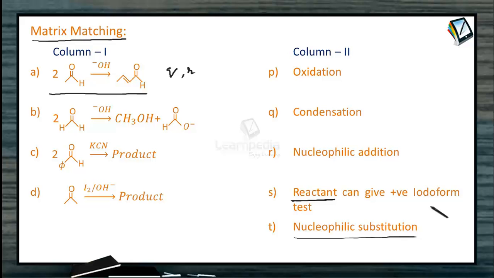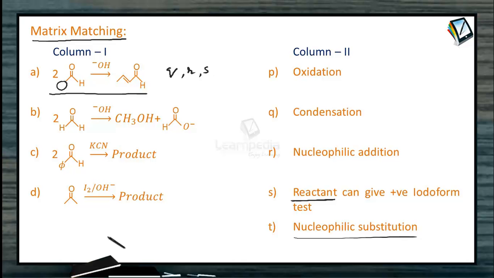Then, reactant can give positive iodoform test. It is acetaldehyde. There is a methyl group here. A methyl group directly attached to the carbonyl carbon is the one that gives a positive iodoform test, so it goes with S as well. So the answer is Q, R, S.